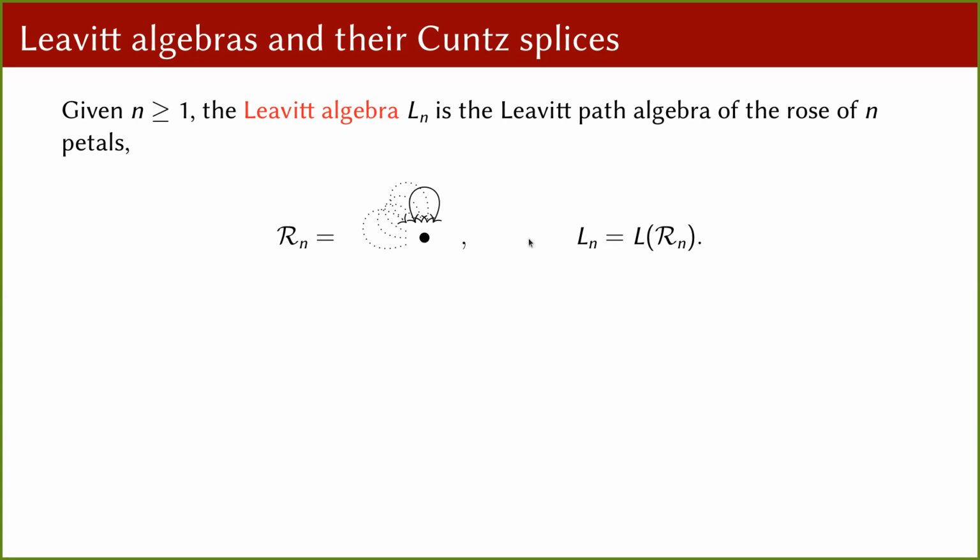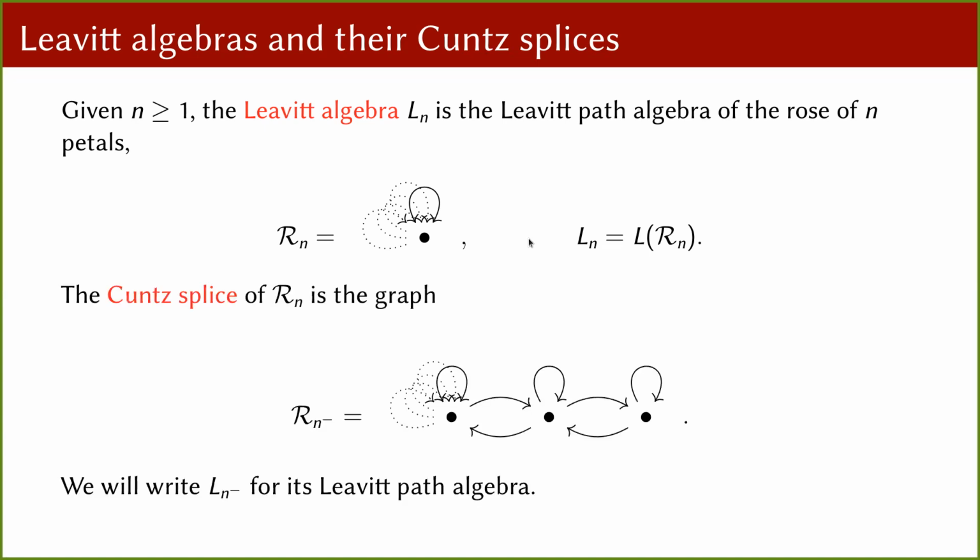Then the other family that we will care about today is the Cuntz splice of Ln, which comes from the Cuntz splice of Rn, which is this graph here. We take the original graph, the rose with n petals, and then we add two new vertices and connect them as in the picture. And we will write Ln minus for this algebra.